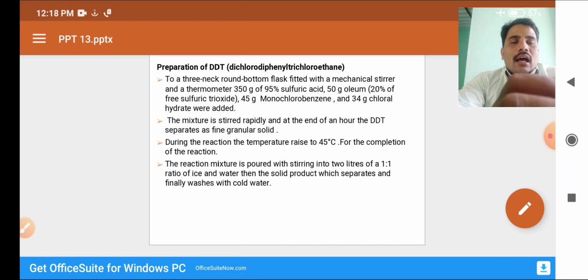till that half an hour it can be stirred magnetically, or whenever connected to a thermometer, the temperature is very important. At slow temperature the reaction is very good, and rapid temperature sometimes disturbs the synthesis of DDT. Then at the end of an hour, the DDT separates as a fine granular solid. So finally, near half an hour, a solid separates.